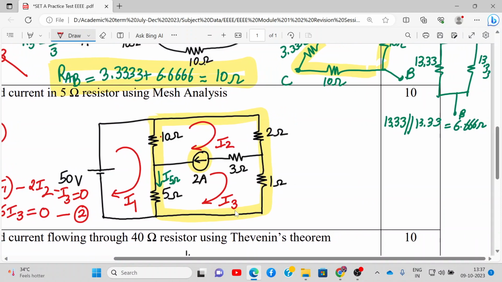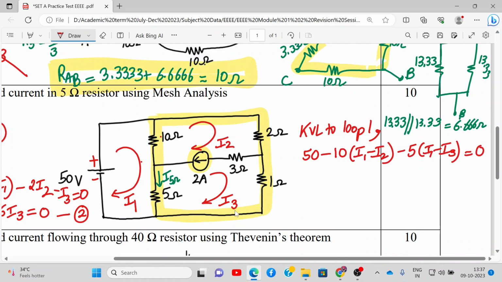Now my loop number 1 is my normal loop, so we apply KVL to loop 1. Okay, so what do we get? This is minus plus, so rise in potential 50, minus 10, the 10 ohm resistance is shared between the first loop and second loop, so it will be (I1 minus I2), minus 5 (I1 minus I3), and this is equal to 0. So we can write it as minus 15 I1 plus 10 I2 plus 5 I3 is equal to minus 50. This becomes equation number 3.